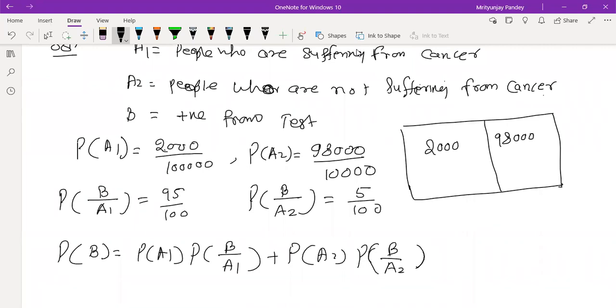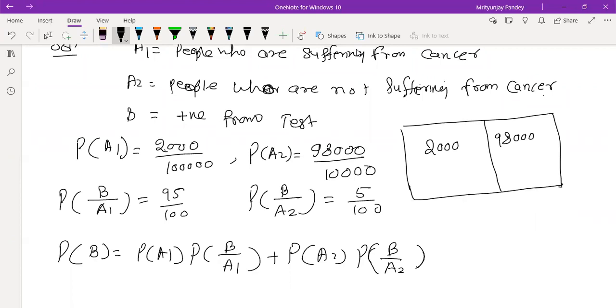Yes, sir. Once again, tell me what is the meaning of P of B by A1? Probability of the tested person who got positive from the test, test is positive of that people who are suffering from cancer. And B by A2 means what? Test is positive of that people who are not suffering from cancer. Is it clear or not?